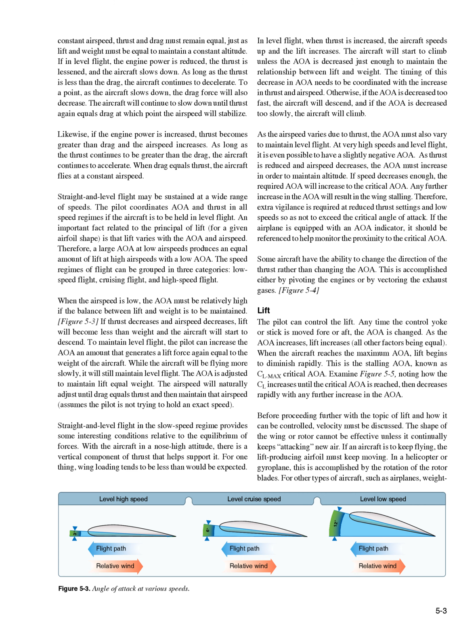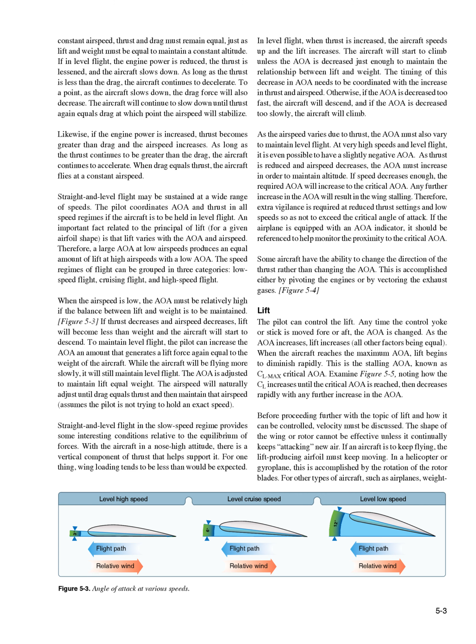As the AOA increases, lift increases, all other factors being equal. When the aircraft reaches the maximum AOA, lift begins to diminish rapidly. This is the stalling AOA, known as CL max critical AOA. Examine Figure 5.5, noting how the CL increases until the critical AOA is reached, then decreases rapidly with any further increase in the AOA.